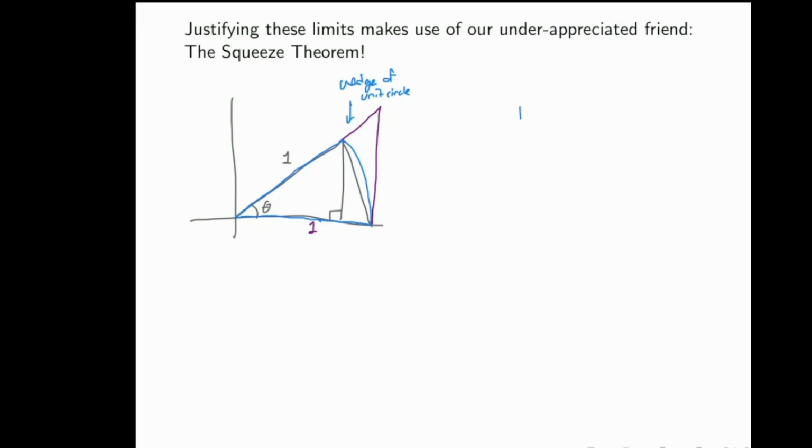Okay, so blue area, if I look at that in comparison with the purple area, so the purple triangle, I should have that this blue area is less than the purple area. So that's the area of the triangle. The blue area is the area of the wedge. And there's one more area that I'm interested in, and that's going to be this green triangle here.